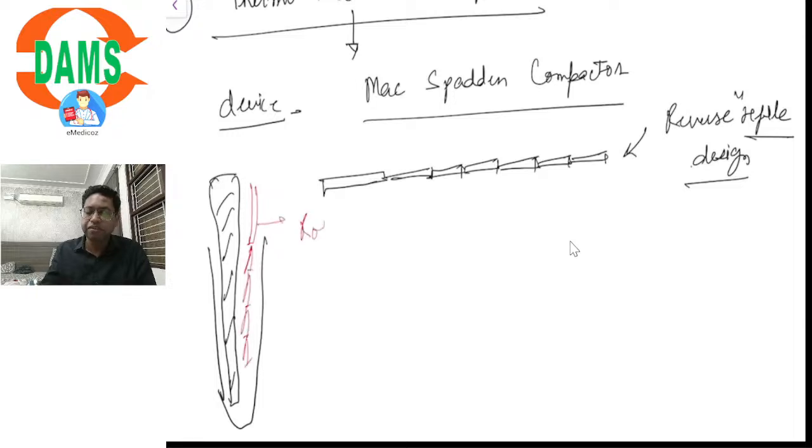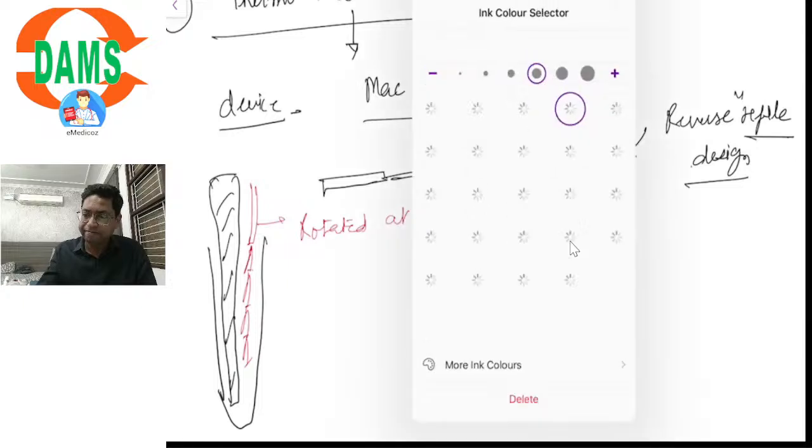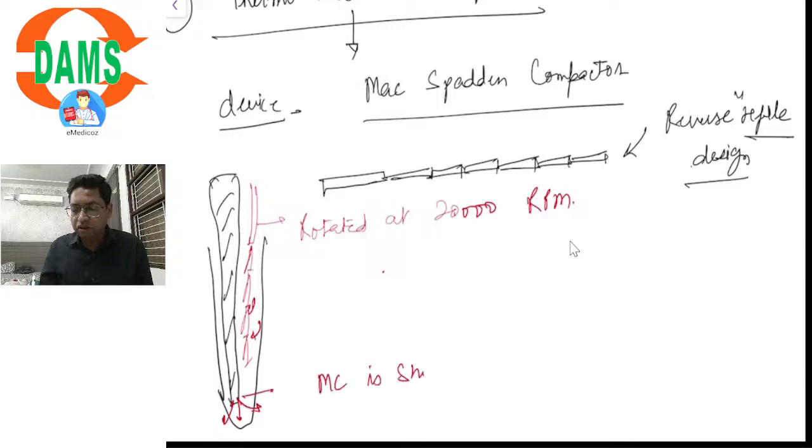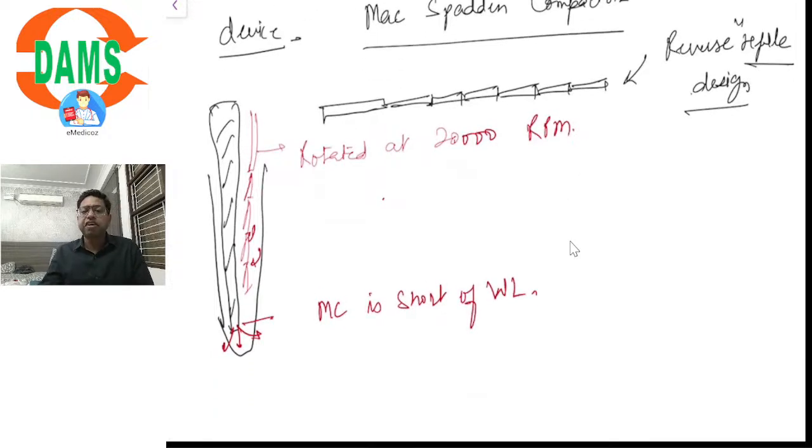And this is rotated at 20,000 RPM. This would rotate inside the root canal at 20,000 RPM, the McSpadden compactor. And because of the rotation, it would generate frictional heat, thermomechanical, and it would soften and make the gutta-percha flow apically and laterally to the full working length. So again, the master cone is short of working length in this method. The device is the McSpadden compactor.